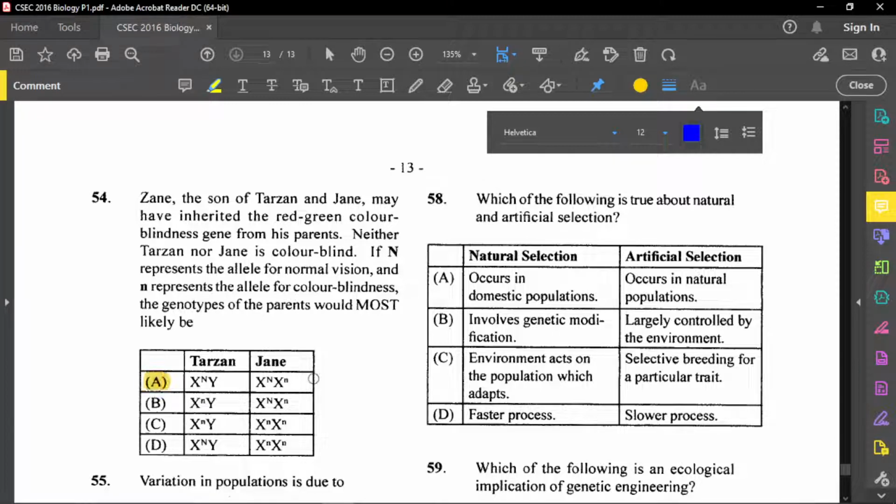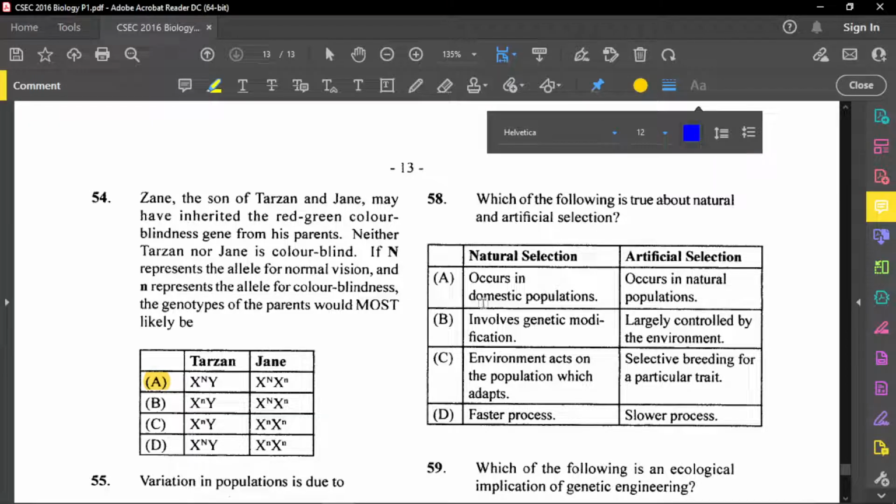A is the answer. All right, no doubt about that one. Let's go to 58, then we'll go to 55, right? Since we're going across the road. Now, which of the following is true about natural and artificial selection? Again, it's a repeated question, you know. It's a repeat question here.